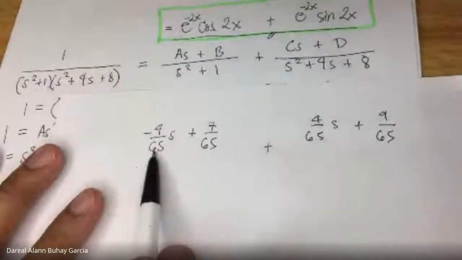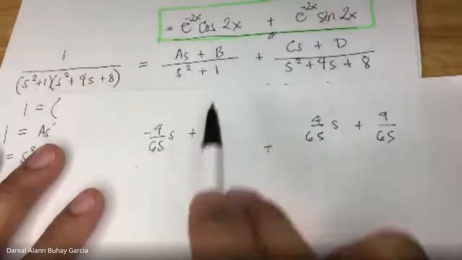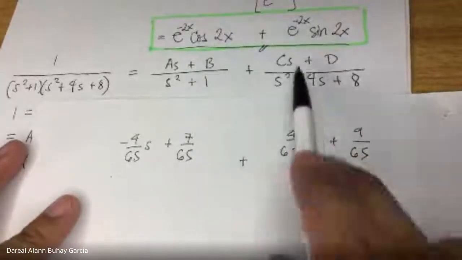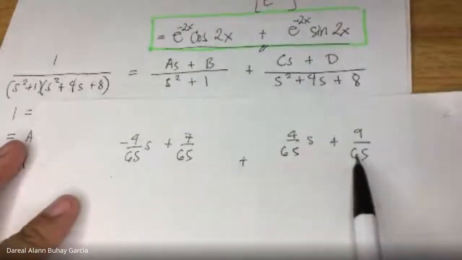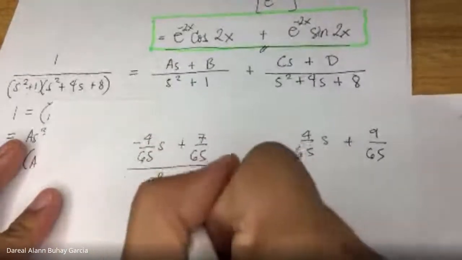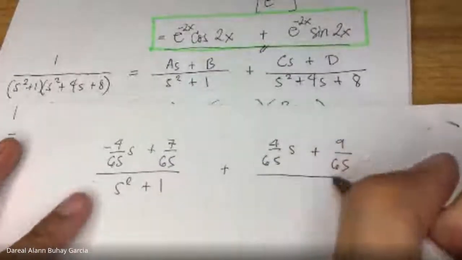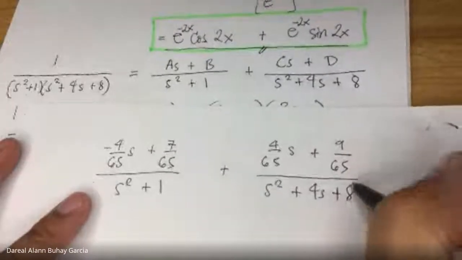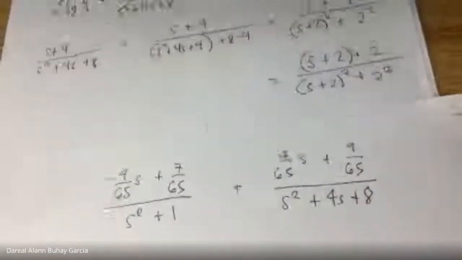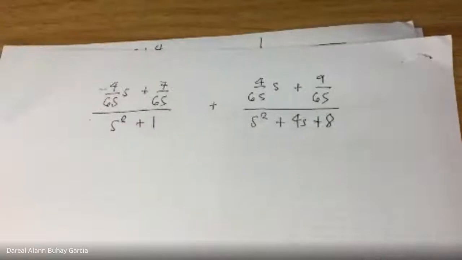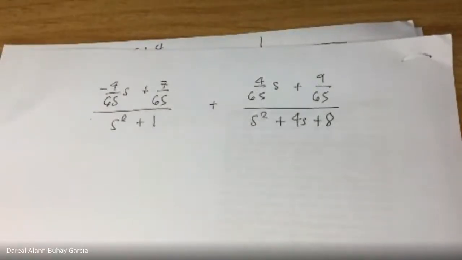As plus B, plus Cs plus D, over s squared plus 1 and over s squared plus 4s plus 8. Wait, I'll finish the next one.